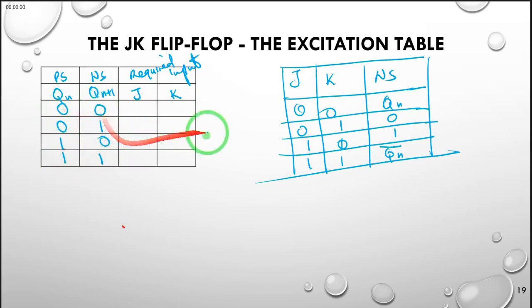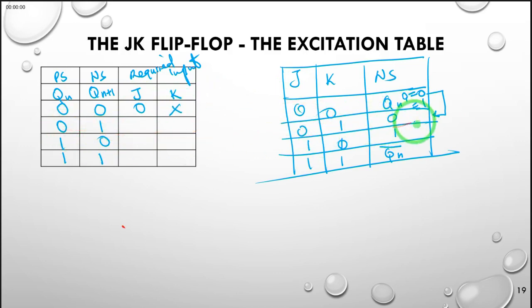So if we look at the first one, remember that this could have been 0 or 1. If it was 0, it remains at 0. If it was at 1, it remains at 1. So we're asking ourselves, if we want to move from 0 to 0, we can consider this one possibility and this other possibility. And for that reason, we say that we require J to be 0 and K we don't care.